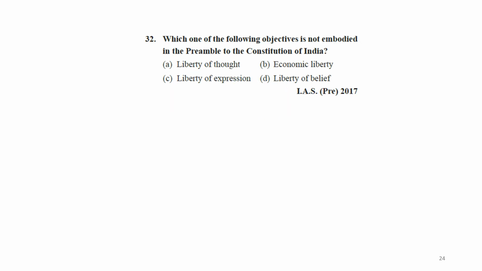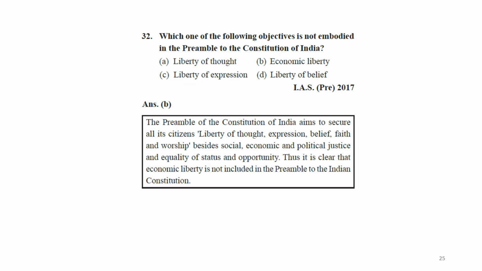Next, which one of the following objectives is not embodied in the preamble to the Constitution of India? Liberty of thought, economic liberty, liberty of expression, liberty of belief. So obviously we have seen this question before. Economic liberty is not there. So the answer is B.